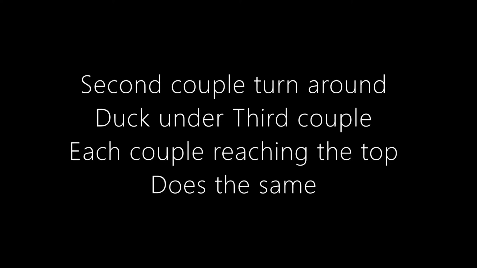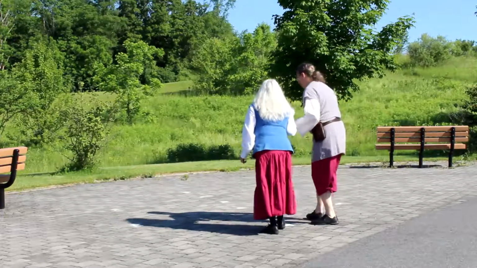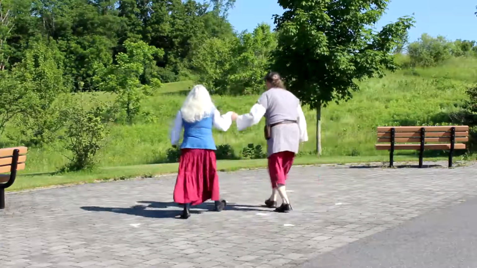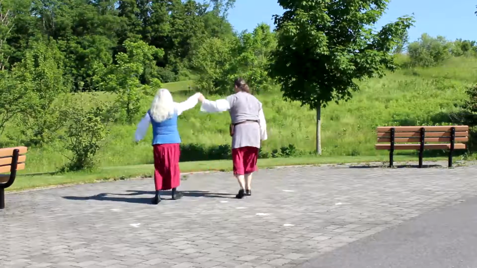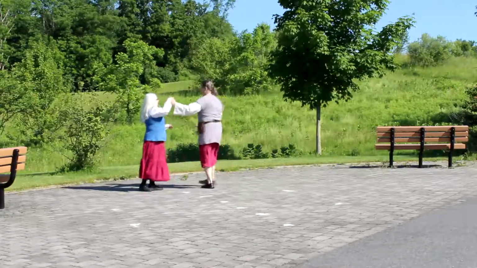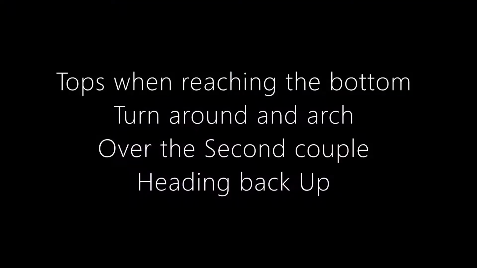The second couple is going to move to the top and turn around and duck under the third couple and over and under. Each couple at the top is going to duck under the next couple coming towards them. When you reach the bottom, you turn around and arch over the second couple heading back up. Then you're going to duck under the third and over the next, and so on back to the top.